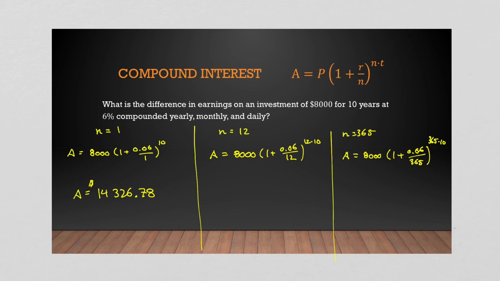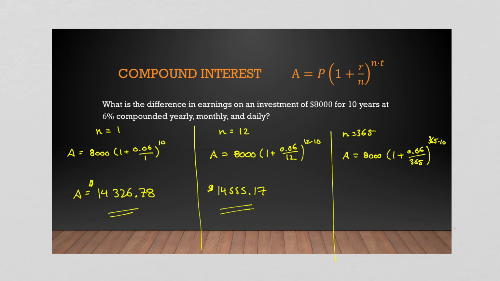So if we're compounding every month, we divide that 0.06 by 12, add 1, put it to the power now of 120, and multiply it by 8,000. So in this case, we get 14,555.17. So you can see not drastically more, but $200-ish more, just because of more compounding periods. So now the last one, 0.06 divided by 365 to the power now of 3,650, way more compounding periods.